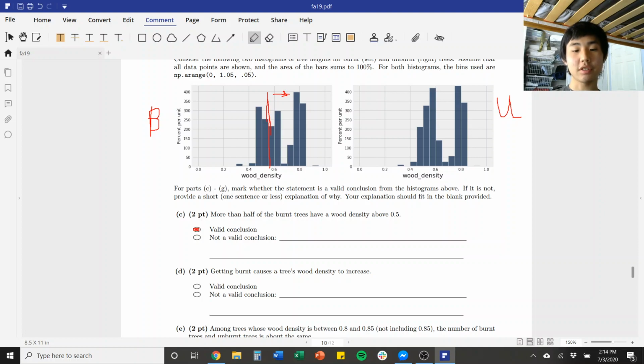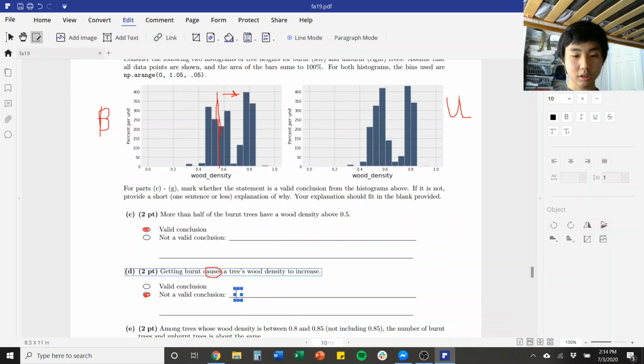Okay, part D is getting burnt causes a tree's wood density to increase. Again, the key word here is causes. This is not valid. And our reason why is that you can't prove causation from a graph.